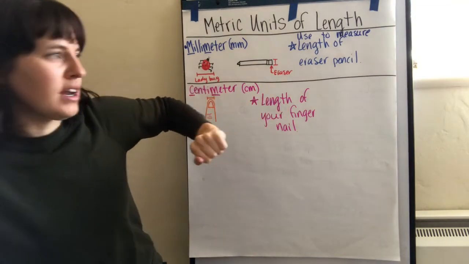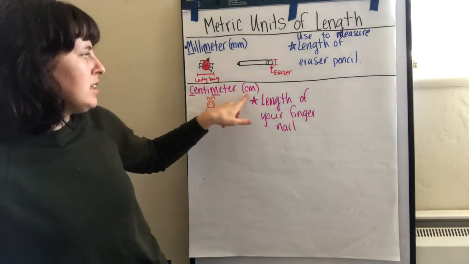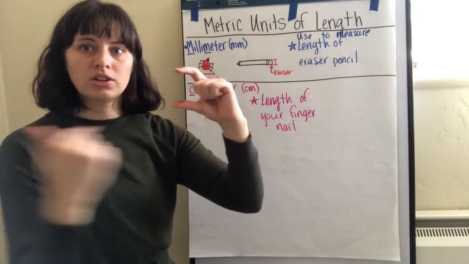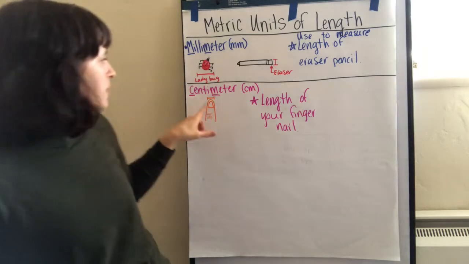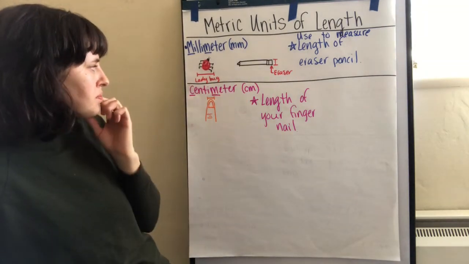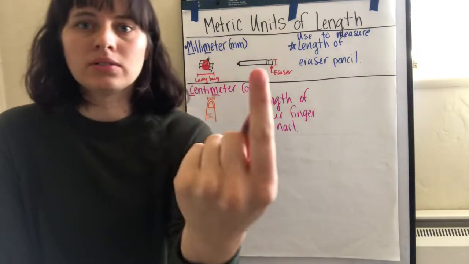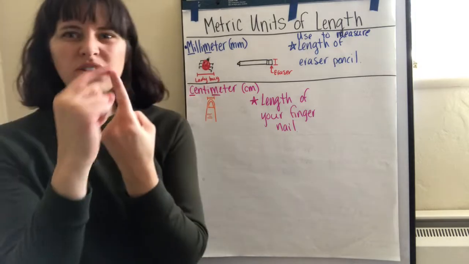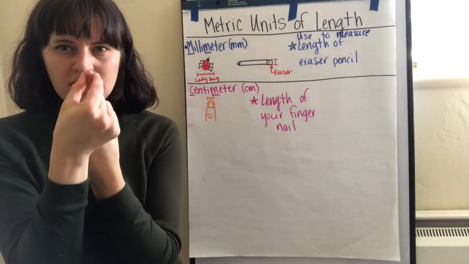The next one I started writing is centimeter. And you are familiar with this because it's typically on your ruler, right? You have inches and then you have centimeters. So we write that cm because cm, right? It's right there. A centimeter is about the width of your fingernail. That's why I wrote it there. Like the tip of your finger. That's how thick it is.